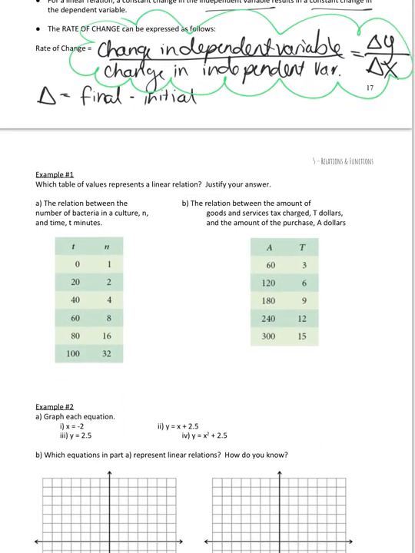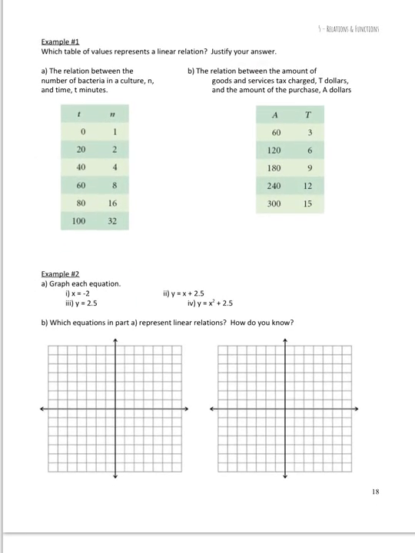All right, so which table of values represents a linear relation, and justify your answer? So let's look at the increase here. In our t values, do we have the same increase every time? Yes, we are adding 20. Again, we have to be adding or subtracting. We cannot be multiplying or dividing.